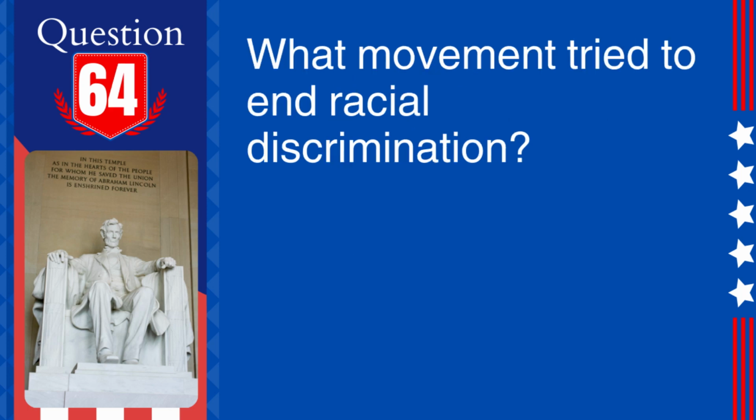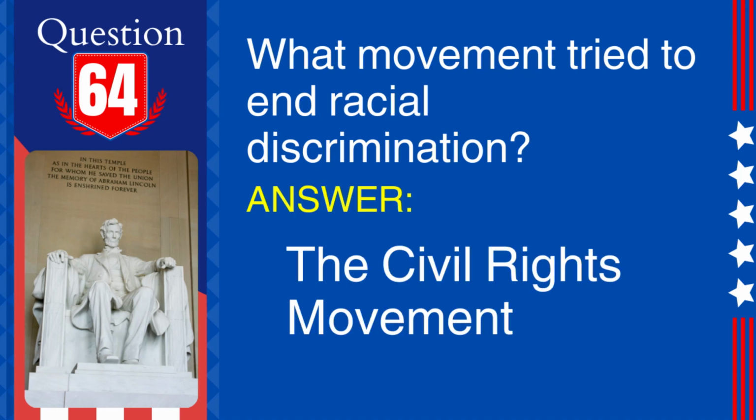64. Question. What movement tried to end racial discrimination? Answer. The Civil Rights Movement. Explanation. The Civil Rights Movement, especially prominent during the 1950s and 1960s, sought to end racial segregation and discrimination against African Americans.